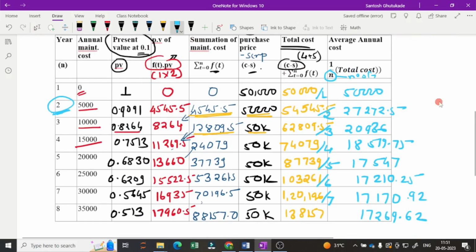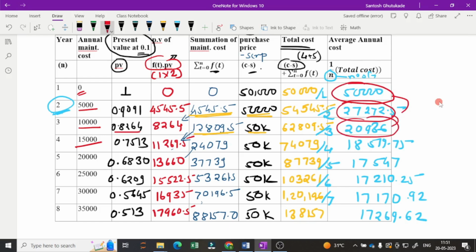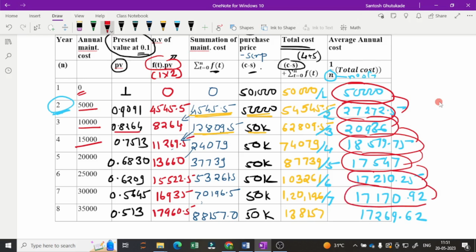So now we know the rule. What is the rule? Up to which point the cost is reducing. For the first year, the average annual cost is 50,000. It is reduced to 27,000 for the second year. Again it is reduced to 20,000. Here again reduced to 18,000. Again reduced to 17,547. Again reduced to 17,210. Again it is reduced to 17,170. Okay, from 210 it is reduced to 170, but after this year it is increasing because it is 269. So this cost is increasing after the 7th year.